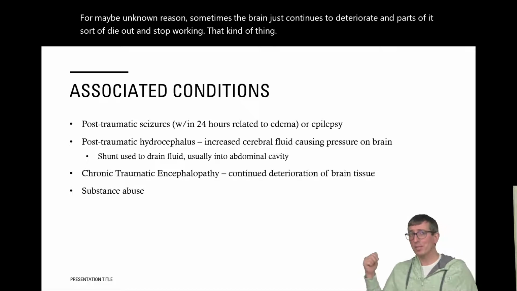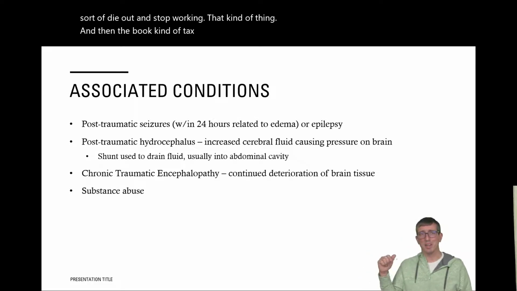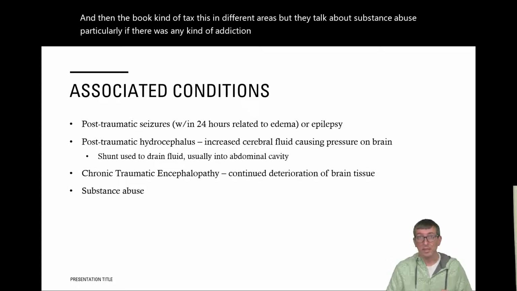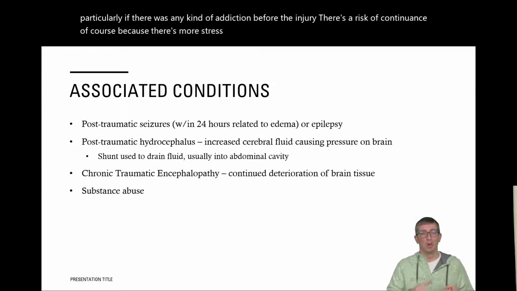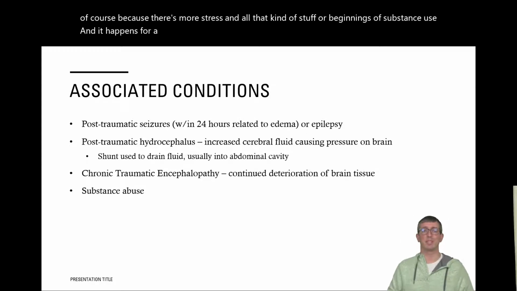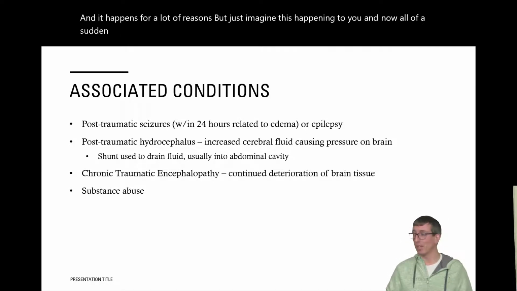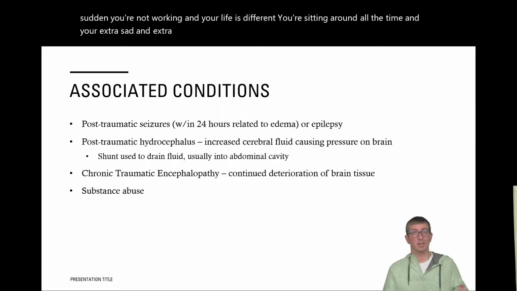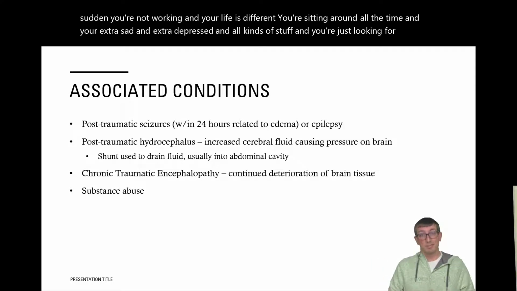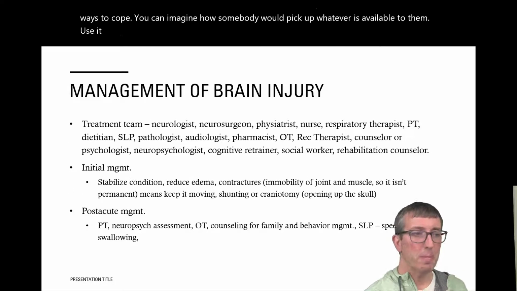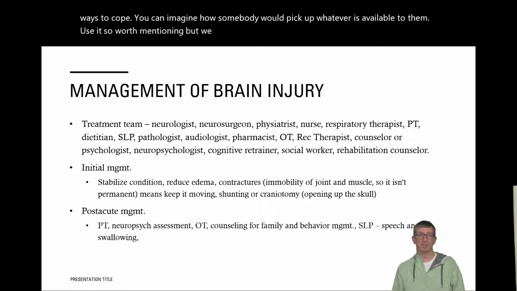And then the book tacks this on in different areas, but they talk about substance abuse, particularly if there was any kind of addiction before the injury. There's a risk of continuance, of course, because there's more stress and all that kind of stuff, or beginnings of substance use. And it happens for a lot of reasons, but just imagine this happening to you, and now all of a sudden you're not working and your life is different. You're sitting around all the time and you're extra sad and extra depressed, and you're just looking for ways to cope. You can imagine how somebody would pick up whatever's available to them and use it. So, worth mentioning, but we won't talk about it too much.